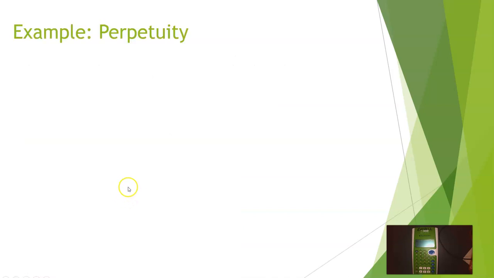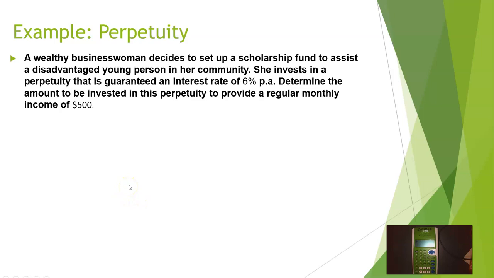So let's get to an example. A wealthy businesswoman decides to set up a scholarship fund to assist a disadvantaged young person in her community. She invests in a perpetuity that is guaranteed an interest rate of 6% per annum. Determine the amount to be invested in this perpetuity to provide a regular monthly income of $500.